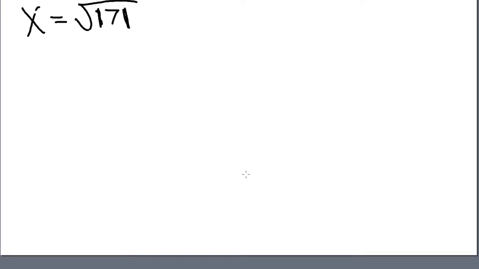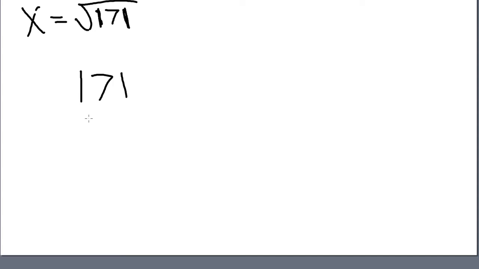Okay, in our last video, we talked about writing answers in simplified radical form. Now, this can be a little tricky, but if you're good at prime factorizations and factoring and stuff like that, it's not so bad. So to get this value into simplified radical form, here's what you do. You take the number 171 and you break it down into its prime factorization. So what number times what other number gives me 171?